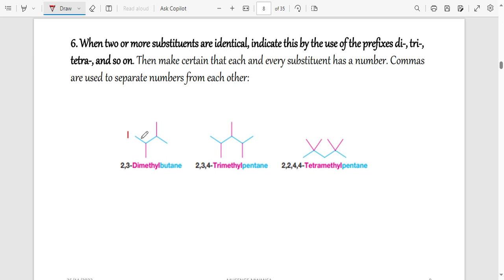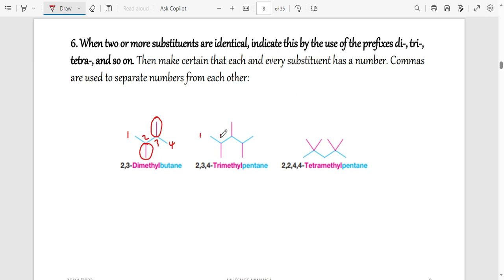For example, it says 1, 2, 3, 4. You can see at position number 2, you have a methyl. Position number 3, you have a methyl. So you say 2, 3 dimethyl. When you're separating two numbers, you use a comma, and between a number and a letter, a dash. So 2, 3 dimethyl butane.